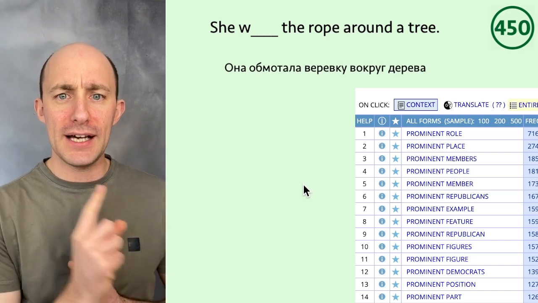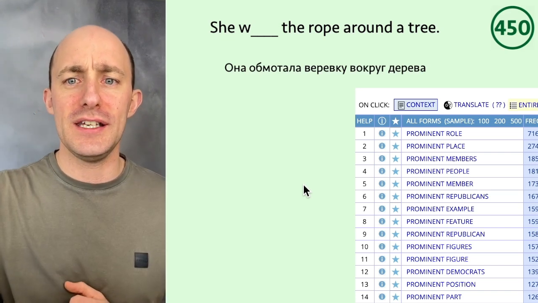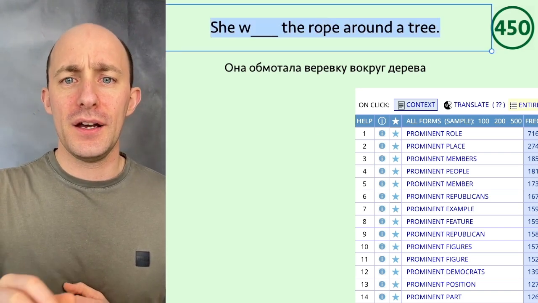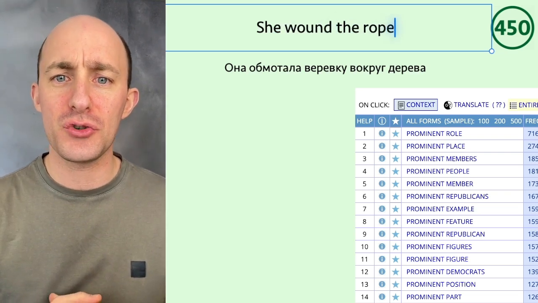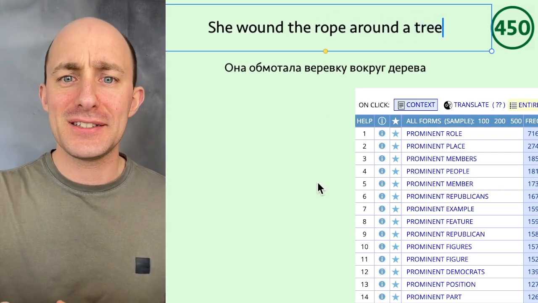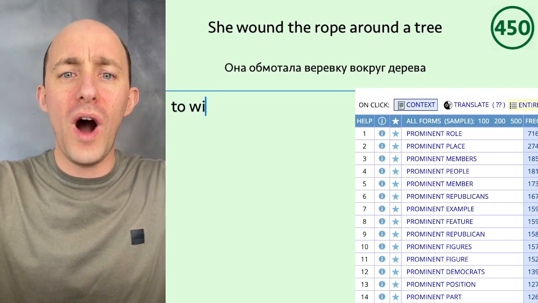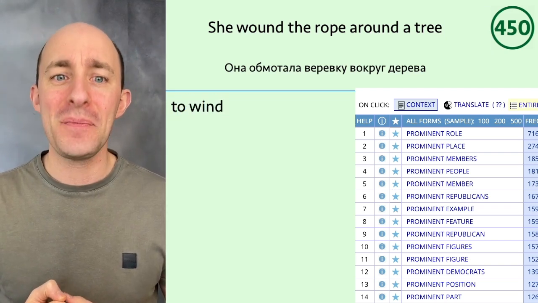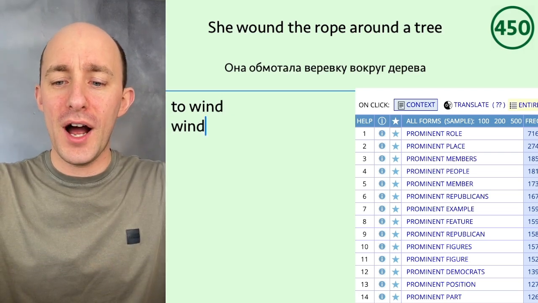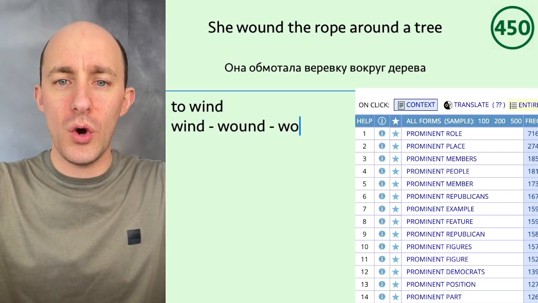And this is the last word in our lesson today. Она обмотала веревку вокруг дерева. She wound the rope around a tree. So this is the verb to wind. Yes, it looks like wind, but it's not. To wind, and it's wind, wound, wound.